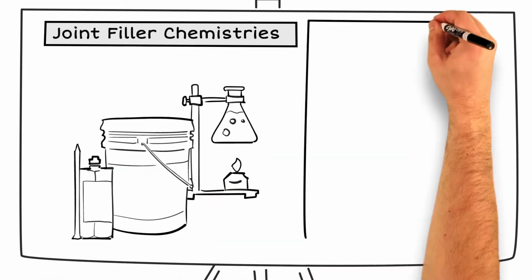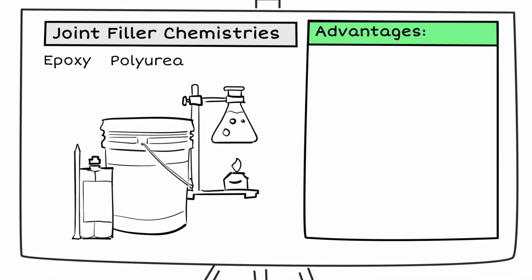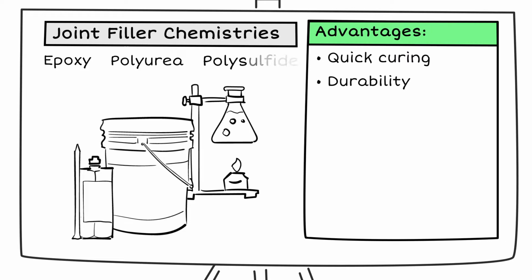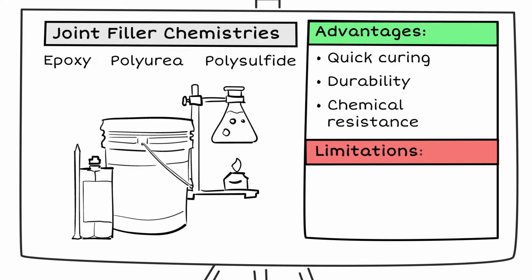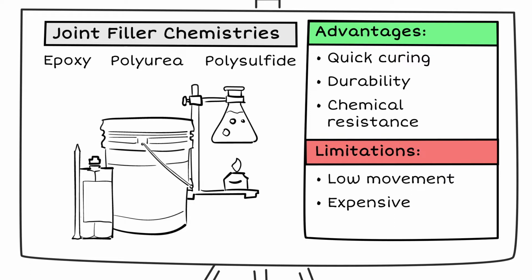Typical chemistries for joint fillers are epoxy and polyurea, known for their fast cure speed and durability. Polysulfide is specified when joints will be routinely exposed to harsh chemicals. Joint fillers offer little flexibility and should not be used in joints that are expected to move, like exterior expansion joints. They cannot rival polyurethane or silicone sealants for such applications.